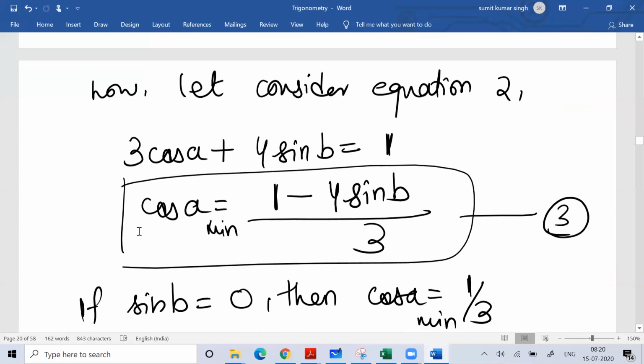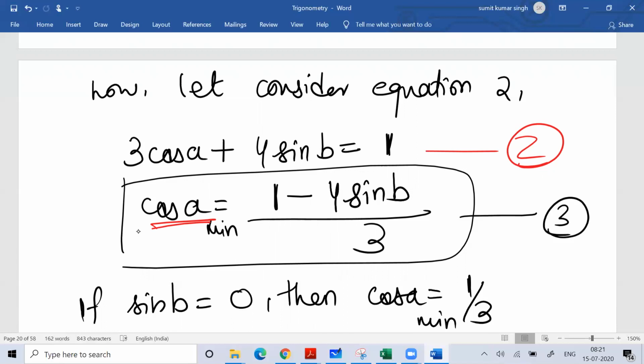If I consider the second equation, this is your equation 2, that was 3 cos A plus 4 sin B equal to 1. So I can write cos A equal to (1 minus 4 sin B) by 3. Imagine I want the minimum value of cos A, so I'll put the minimum value of sin B.